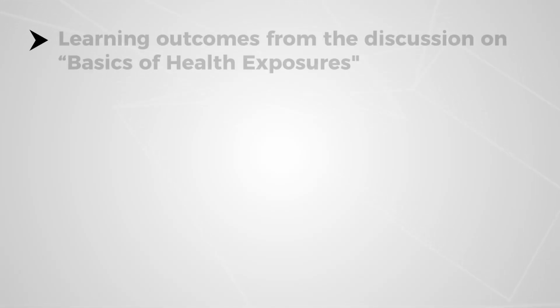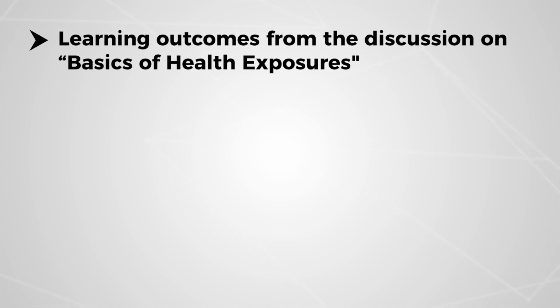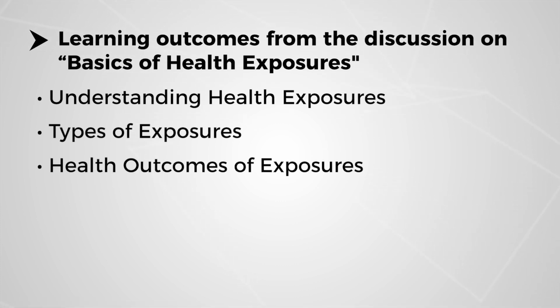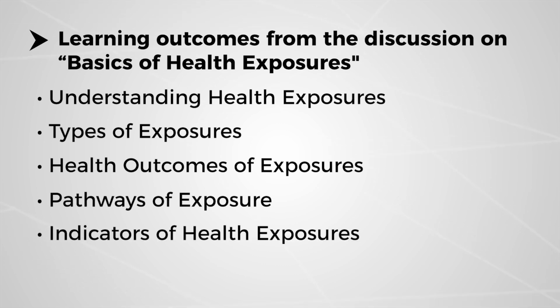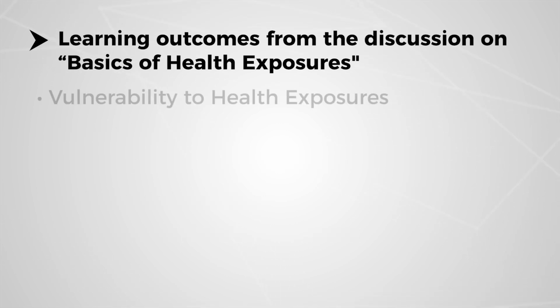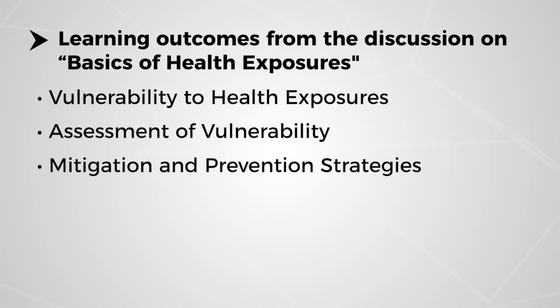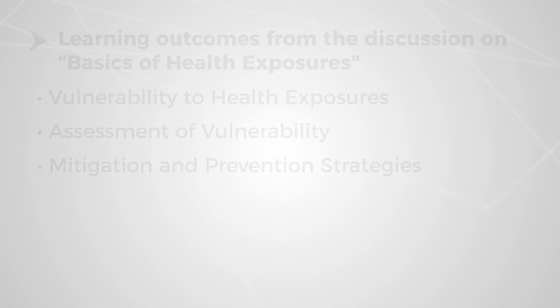So the learning outcomes from the discussion on the basics of health exposure and vulnerability are: understanding health exposures, like types of exposures, then health outcomes of exposures, pathways of exposures, and indicators of health exposures, vulnerability of health exposures, assessment of vulnerability, and then mitigation and prevention strategy. Within this, learners will learn all these above said factors. Let us start this lecture with the introduction.